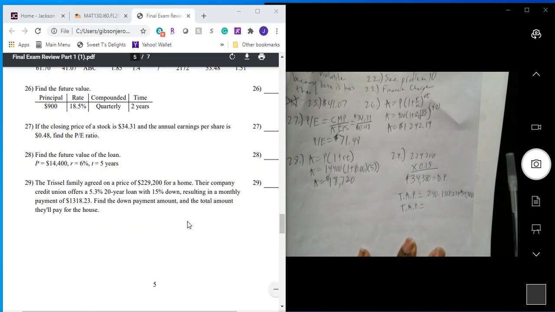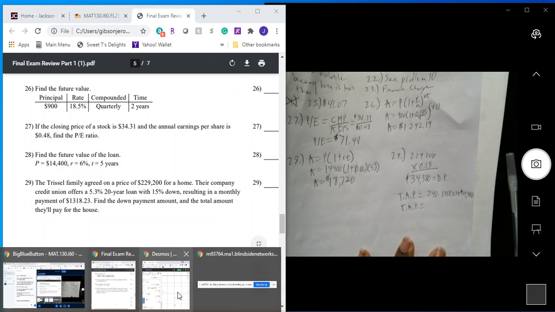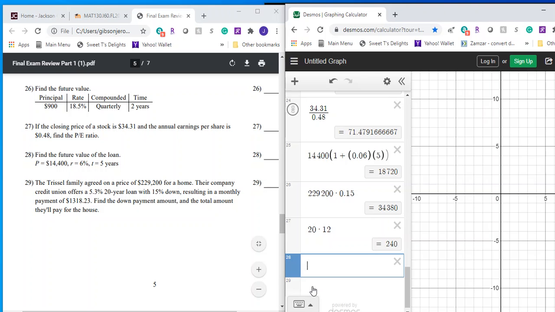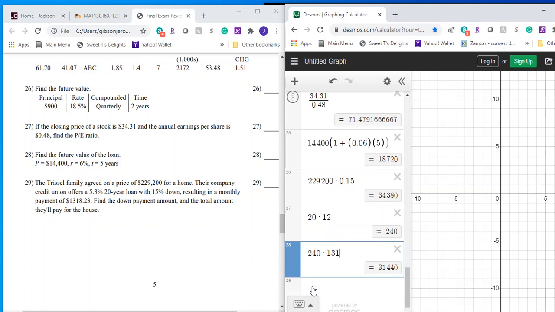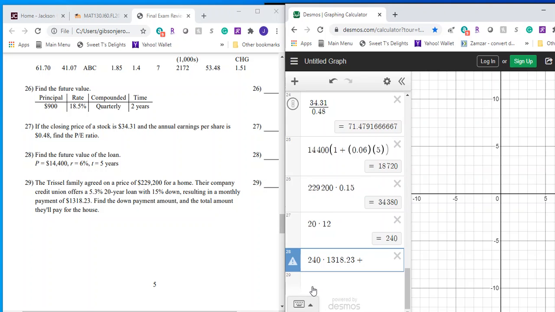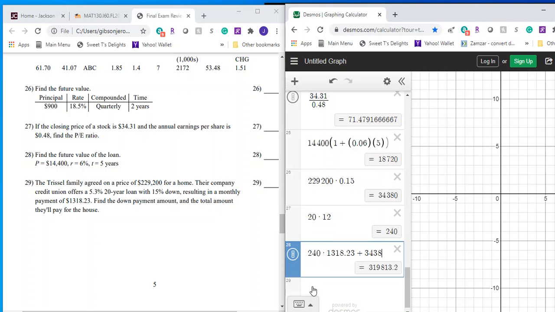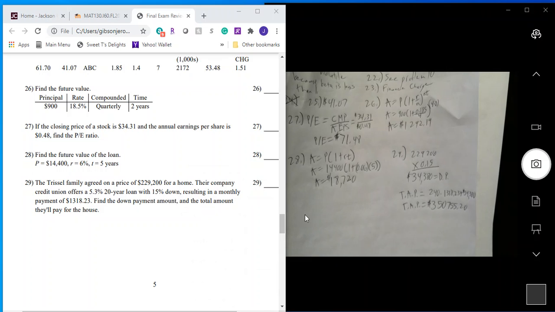So we'll put that in our calculator. So we add 240 times 1,318.23 plus the 34,380. So it'd be $350,755.20. All right.